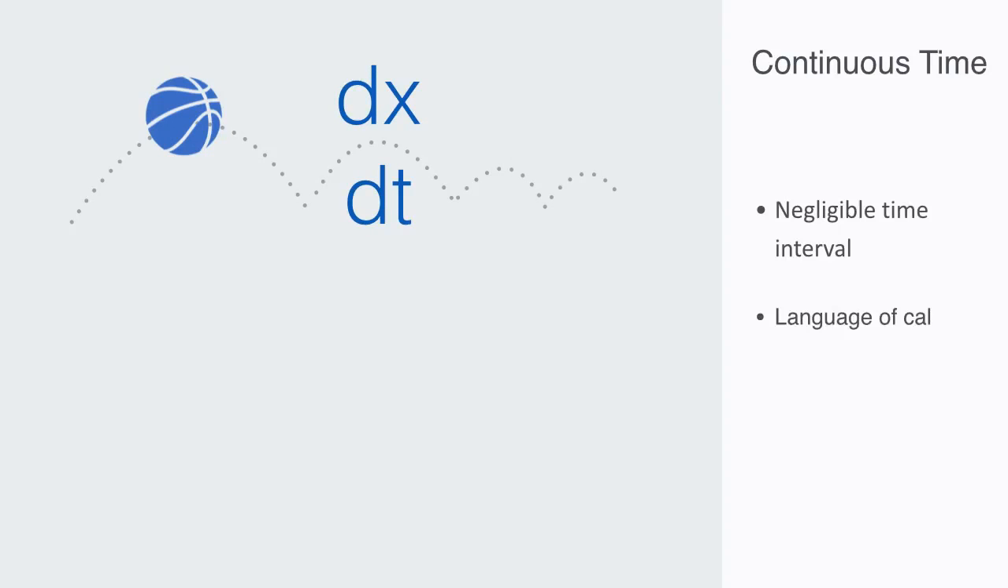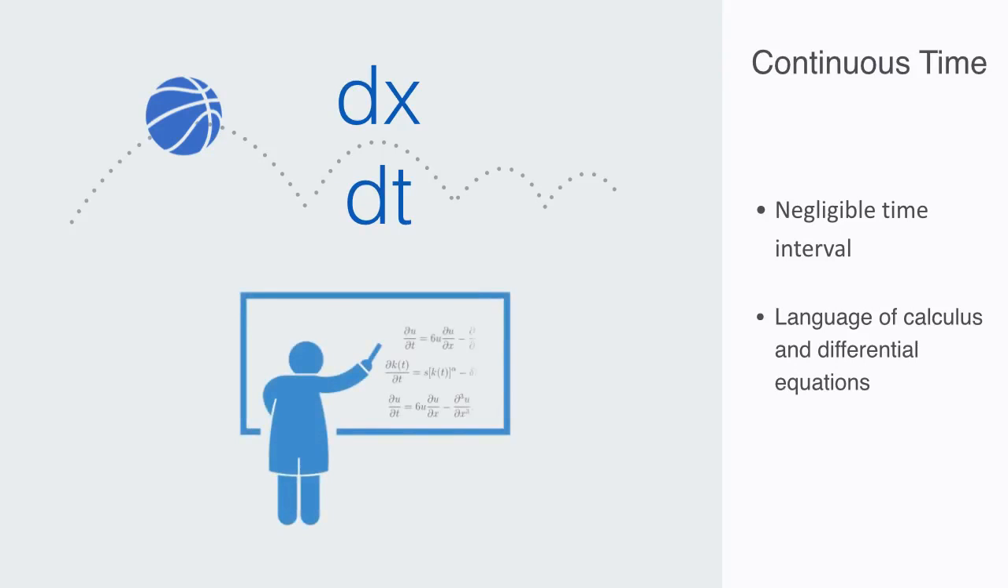Calculus and differential equations have formed a key part of the language of modern science since the days of Newton and Leibniz. Differential equations are great when we're dealing with quite few elements. They give us lots of information, but they also become very complicated very quickly.